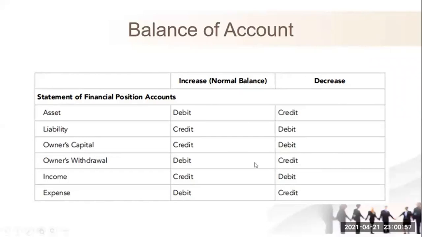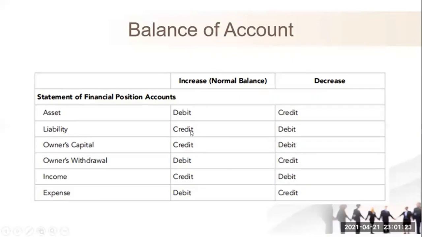Okay, so for example, income natin, normally talaga 'di ba credit siya. Pero minsan magde-debit siya, bakit? Kasi meron tayong loss. So for asset, normally talaga debit 'to. Kunyari 'pag naka-receive tayo ng cash, 'di ba debit cash, tapos yung credit natin yung income or yung sales, 'pag naka-receive tayo ng cash dahil nakabenta tayo.